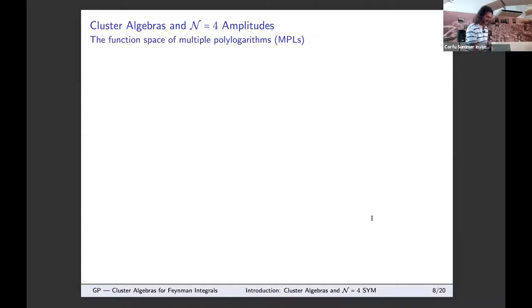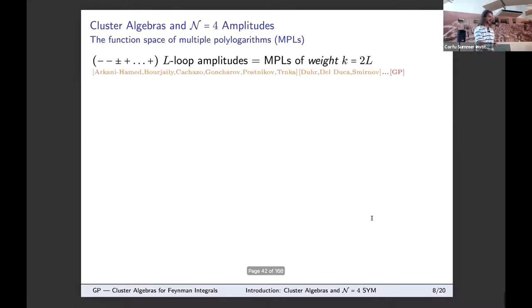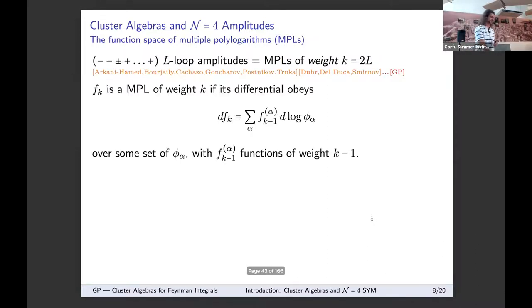But now that I have defined them, let's see how they come about for scattering amplitudes and for quantum field theory. And for this, I need to first of all tell you about this function space of multiple polylogarithms. This has found numerous applications in general quantum field theories. And for N=4, there is a great deal of evidence that L-loop amplitudes are functions of this type with weight k equals twice the loop order. There are general arguments and explicit computations to which I have also contributed.